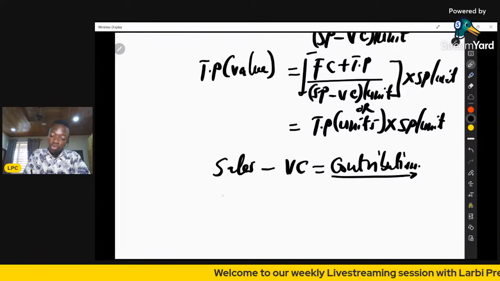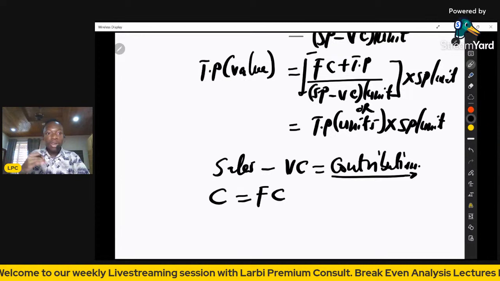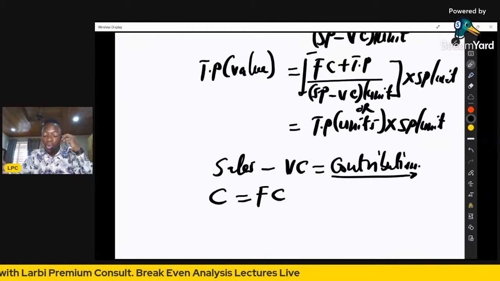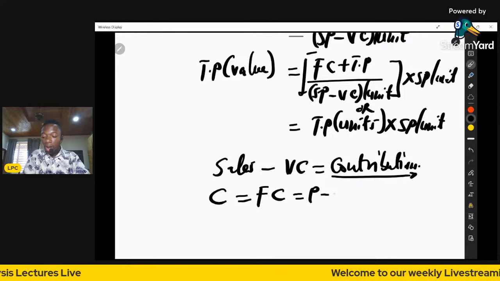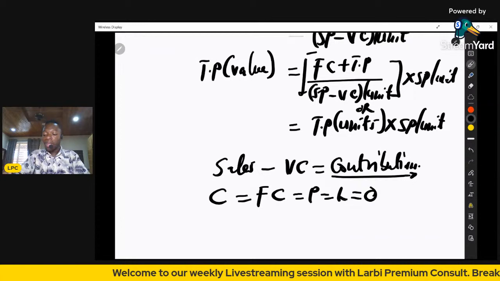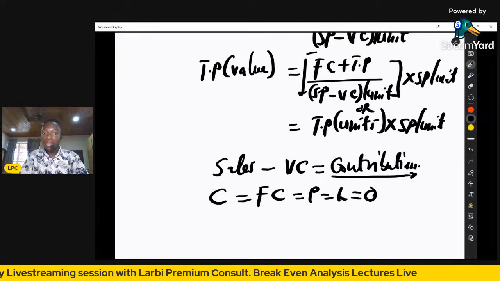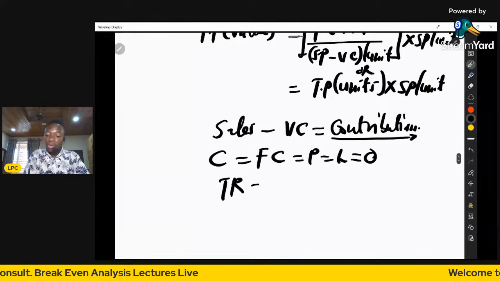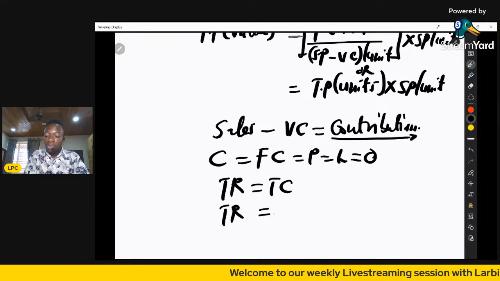Our contribution should be equal to our fixed cost, which represents the profit within this analysis. So once our contribution is equal to our fixed cost, then our profit or our loss will also be equal to what? Zero. We neither get a profit nor a loss, because at the end of the day, our contribution is used to cover our fixed cost, and everything amounts to zero. That's why we said our total revenue should be equal to our total cost. And in that line, total cost can also be defined as our total fixed cost plus total variable cost.